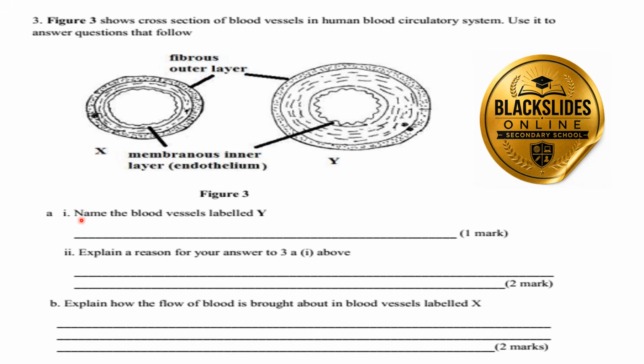So, name the blood vessel labeled Y. This must be an artery. Explain a reason for your answer to A. The reason is because it has a thick muscular and elastic wall with a narrow lumen to withstand high blood pressure. So it has a thick muscular and elastic wall, one mark, and a narrow lumen. So these fit into the description of an artery.